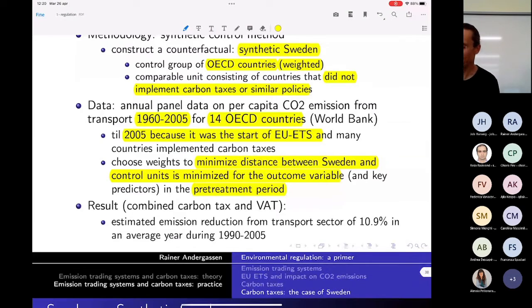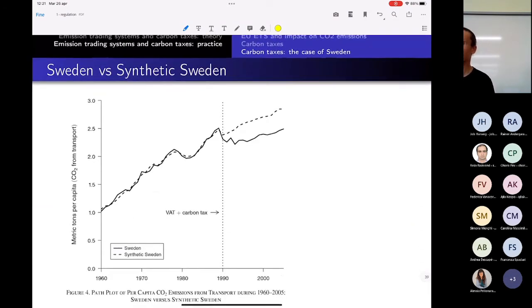So what are the results? As I already mentioned, the combined effect of carbon tax and a value-added tax over 1990 to 2005: the estimated reduction is 10.9% from the transport sector in an average year. Here are the data, so you have a representation of what's done, and this gives me the opportunity to explain how this is done.